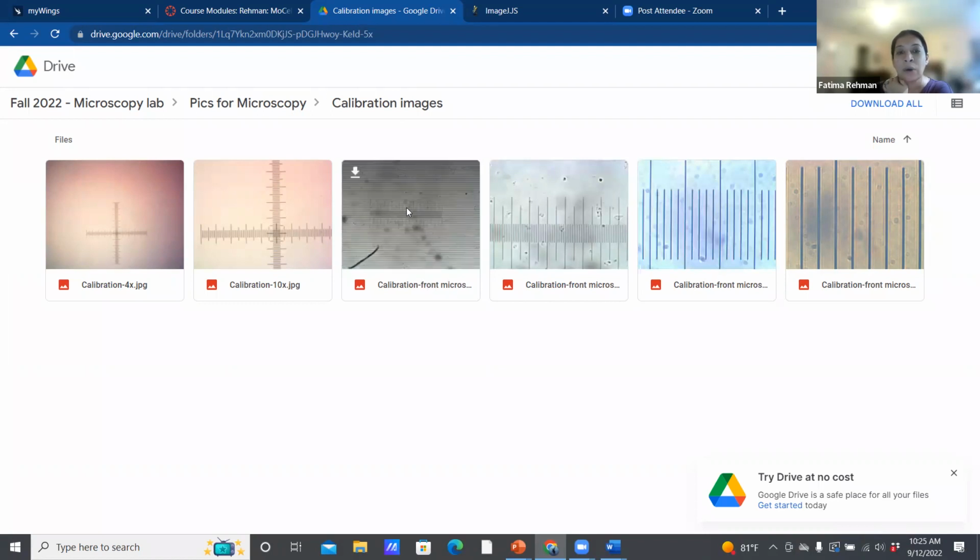So here you can see that example. This is the front microscope. This is using the 4X objective lens. This is using the 10X objective lens. This is 40X and this is 100X objective lens.